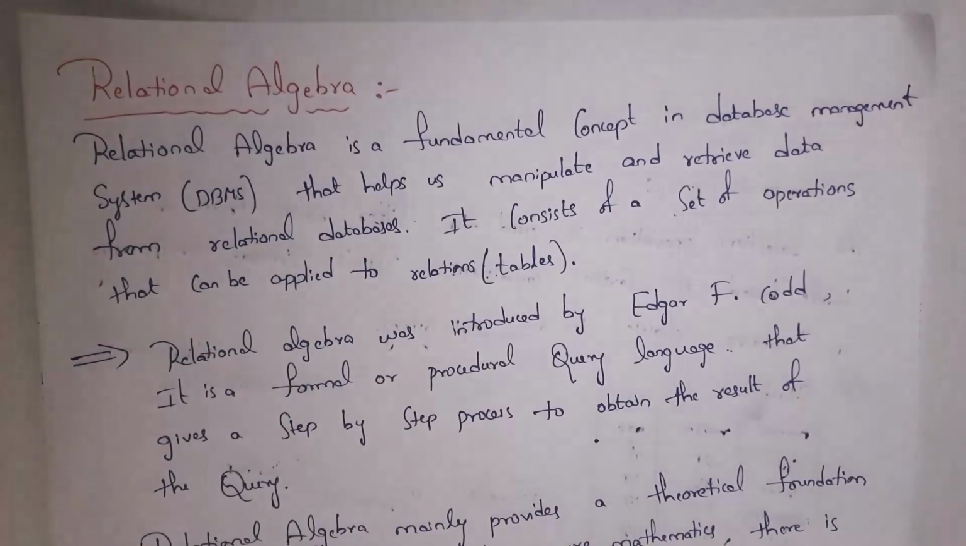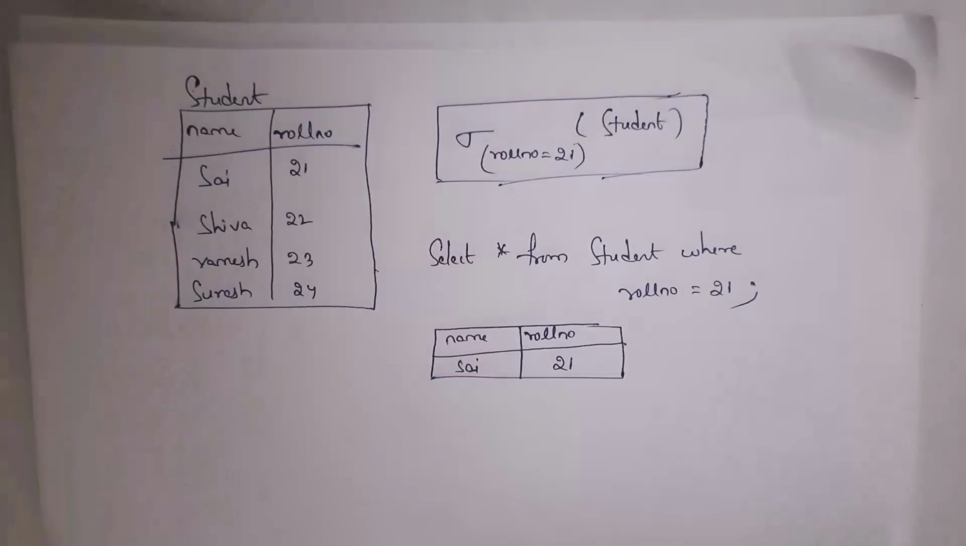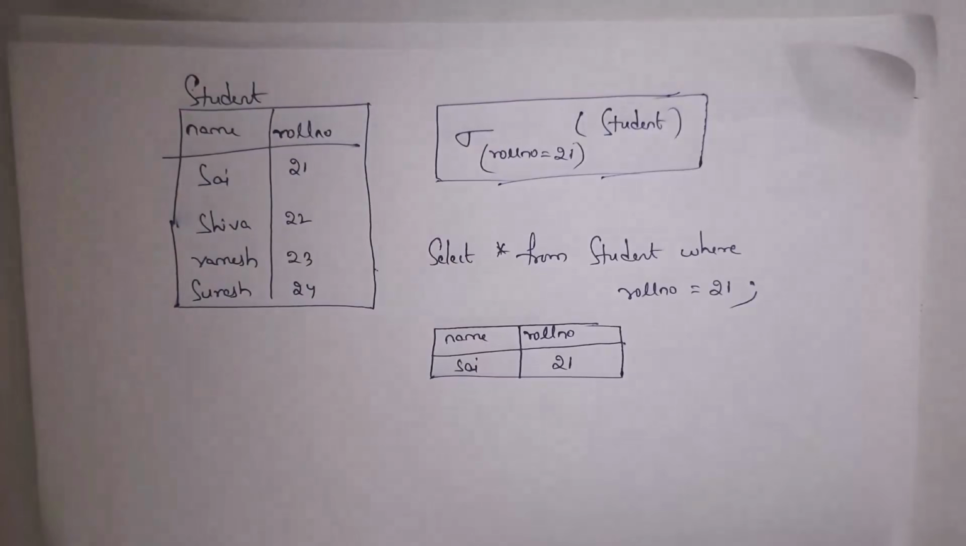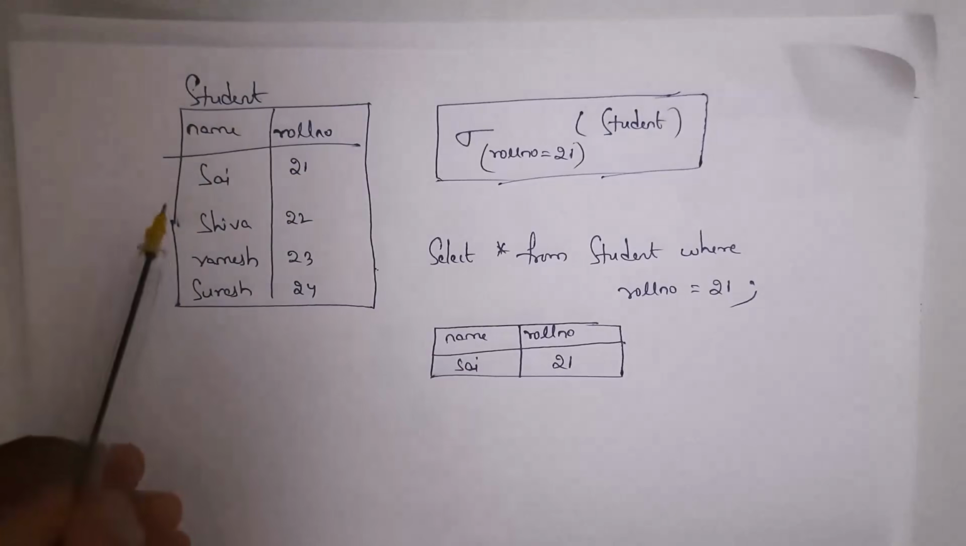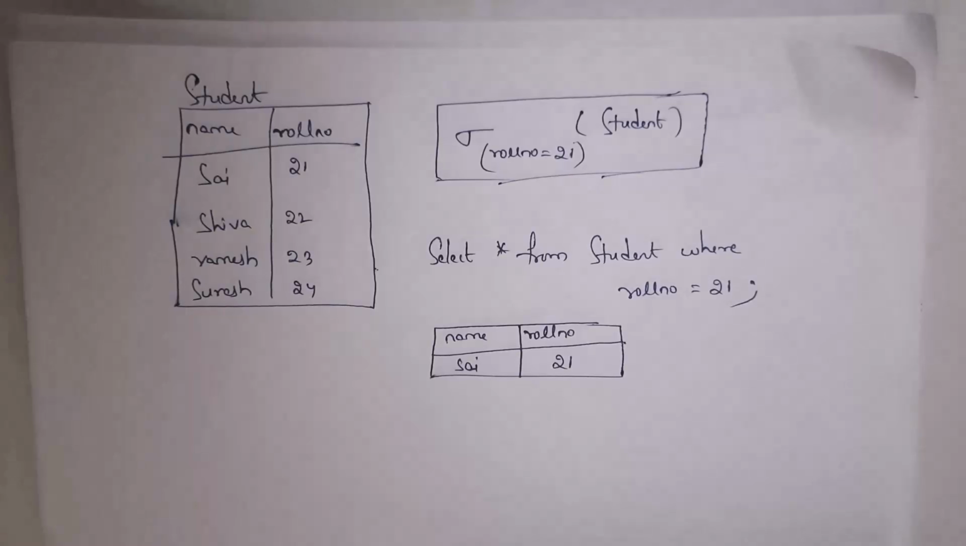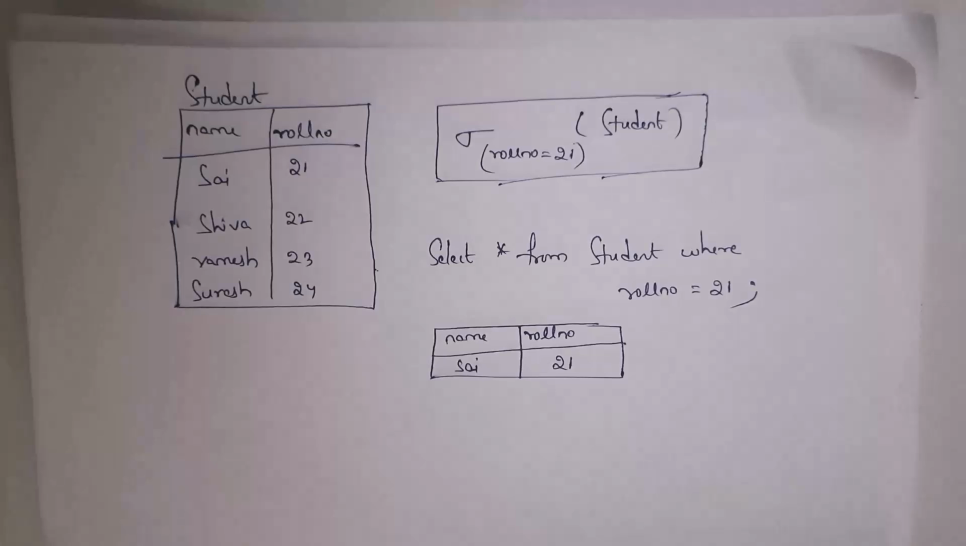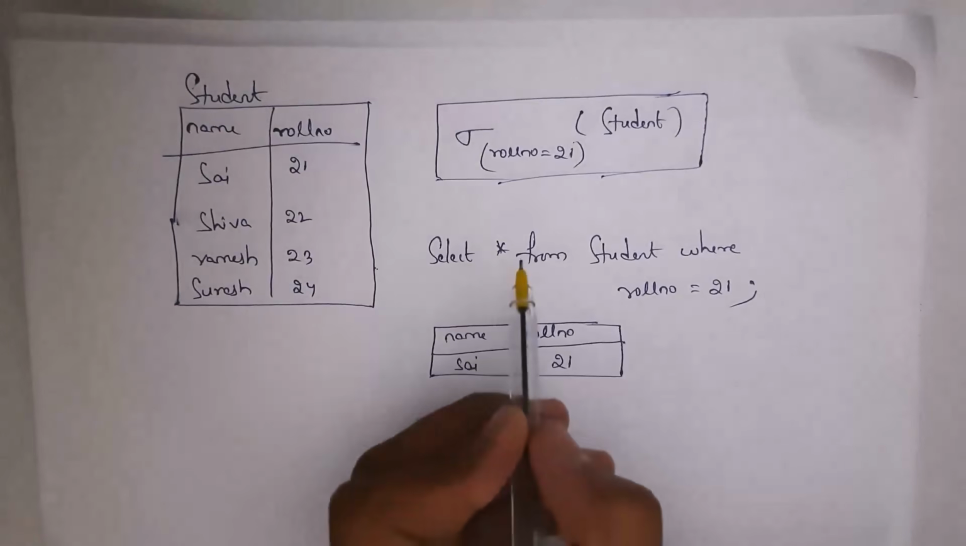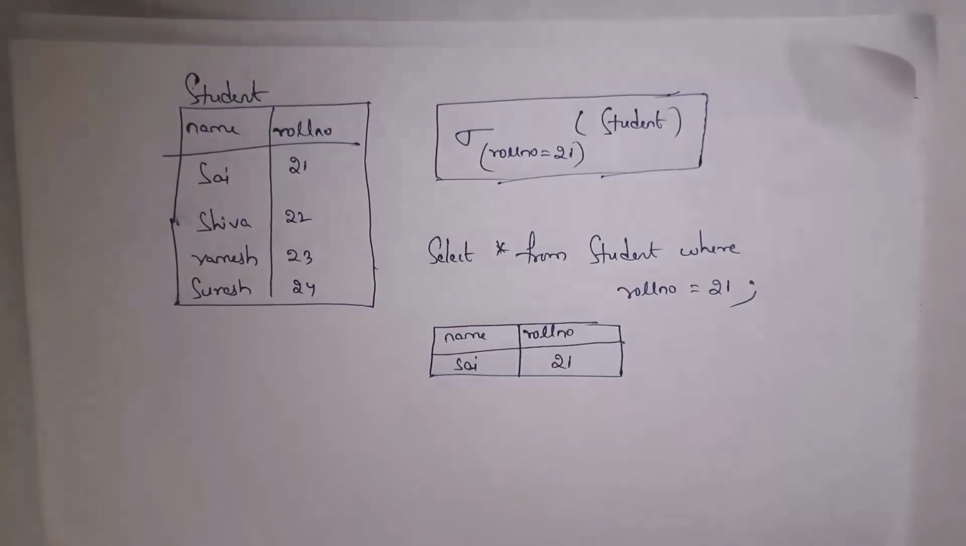Guys, I will give an example so that you can clearly understand what is use of relational algebra. For example, there is student table. Student table contains name Sai, roll number 21 and Shiva 22, Ramesh 23 and Suresh 24. Now I want to get complete record of student whose roll number is 21. So for that purpose we need to write SQL query like select star from student where roll number equal to 21.